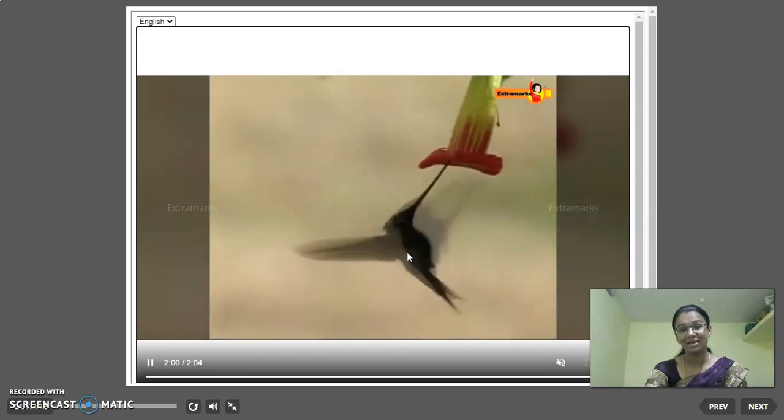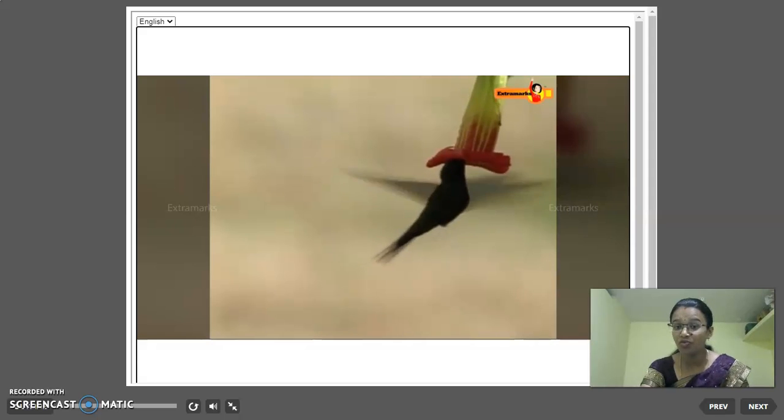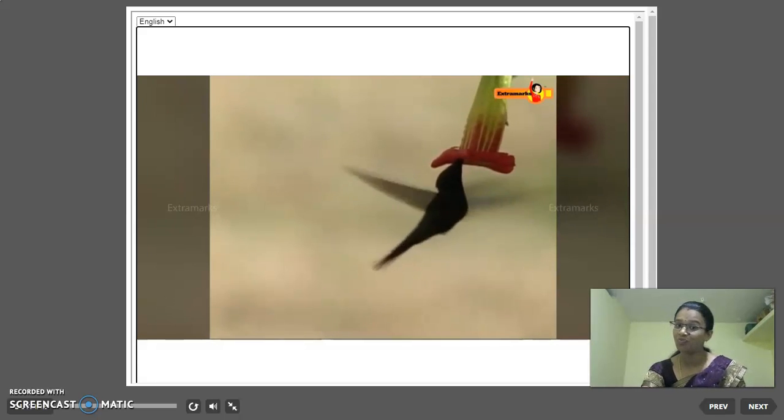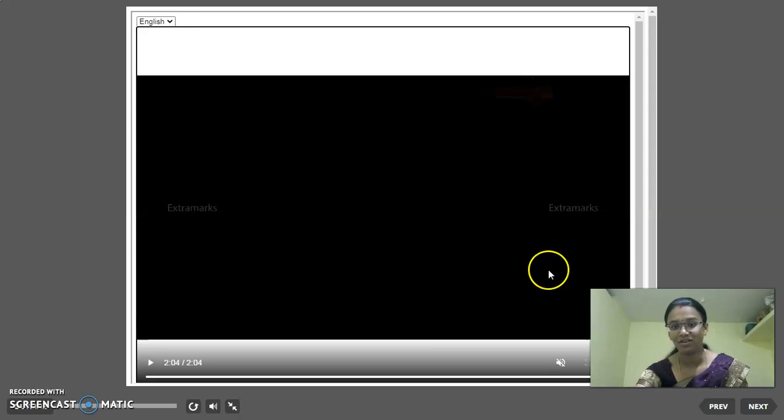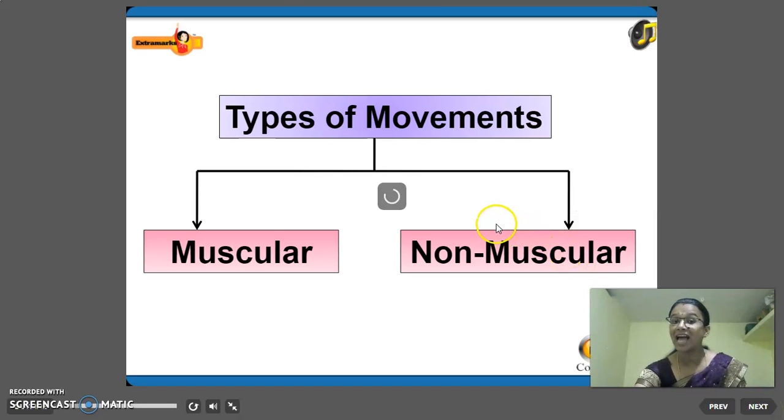And the next one is birds. Birds also move from one place to another in search of food. If they don't move, they do not get any food. Okay, children, I hope you are clear with this video. What is it? Different types of movement. One is muscular movement, and then we have seen amoeboid movement and ciliary movement. And the next thing is types of movement: muscular and non-muscular movement.